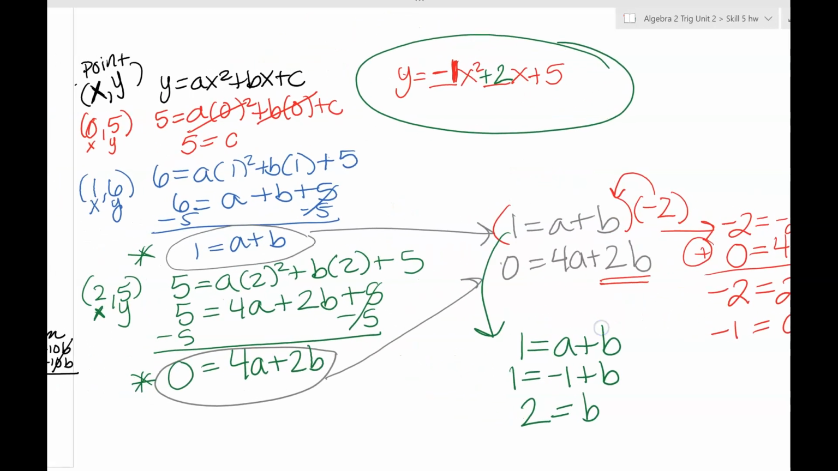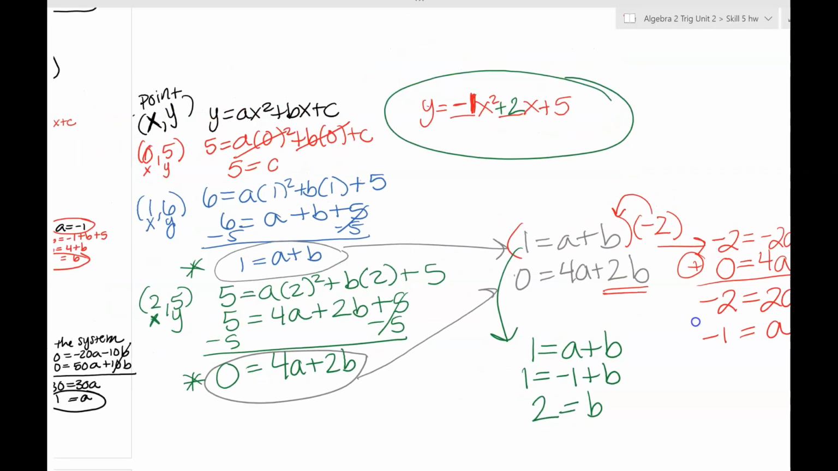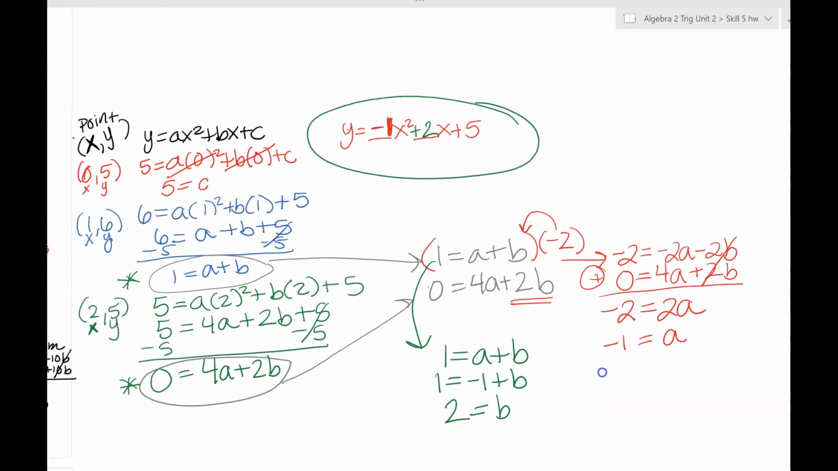So again, at the beginning, we're plugging into standard form. We're making equations with fewer variables in them. And then if we have two variables, we have to solve by using a system of equations.